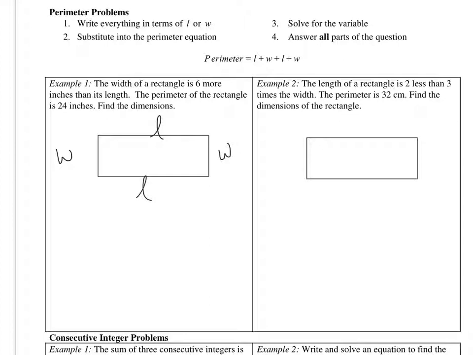So we know that the perimeter is the distance around an object. So the length plus the width plus the length plus the width is equal to the perimeter, which is the same thing as 2L plus 2W.